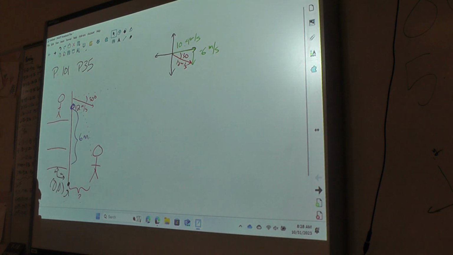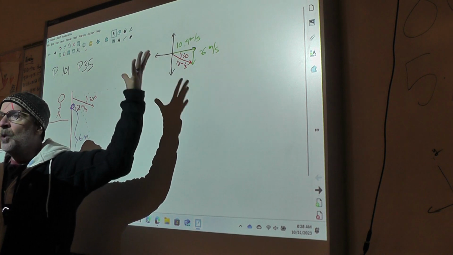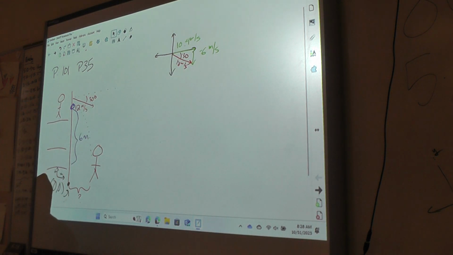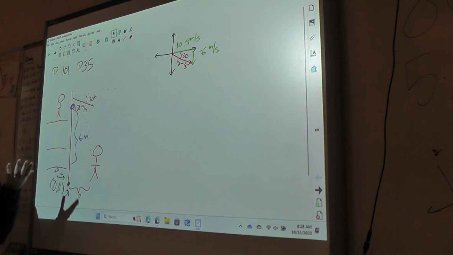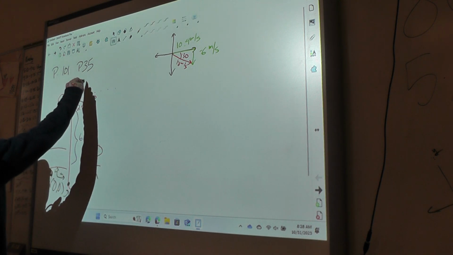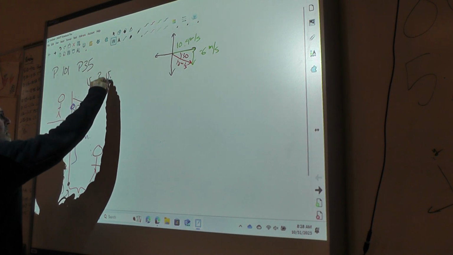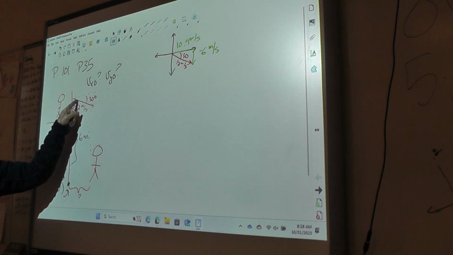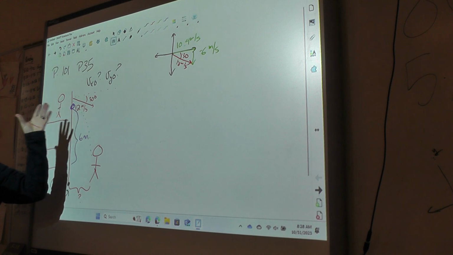So where do we put these in our equations? These are numbers, and we've got to put them in the equations, but where do they go? This vector quantity right here is the initial velocity. But is this the initial velocity in the x direction, or is it the initial velocity in the y direction? And the answer is this is neither. This is the overall initial velocity.